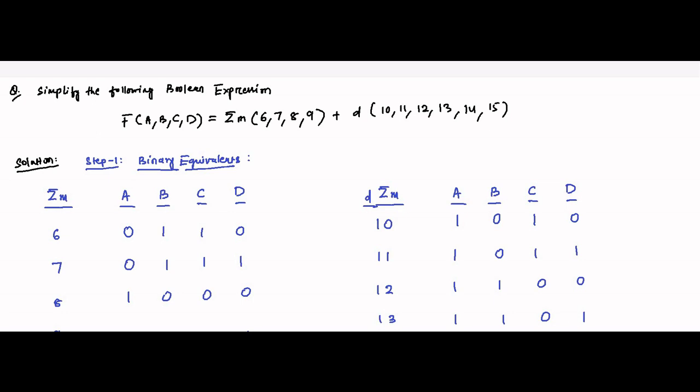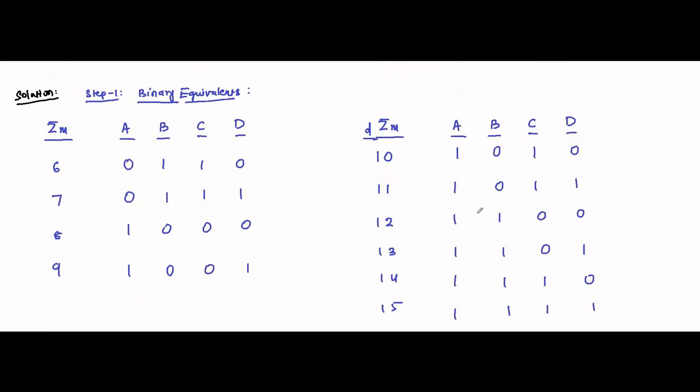So I've already done the first step, that is determination of the binary equivalence here. These are the normal Minterms. These are the don't care terms. The next step is to group them in different categories depending upon the number of 1 bits that are present. So here if you see, in the normal minterms, there is only one minterm, that is 8, which has a single 1 bit. Okay, this one. So this will be kept in one group.